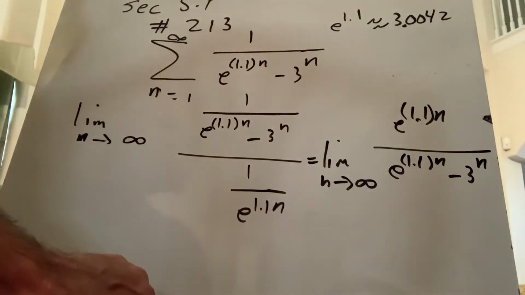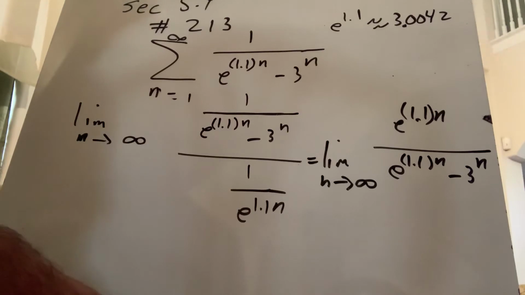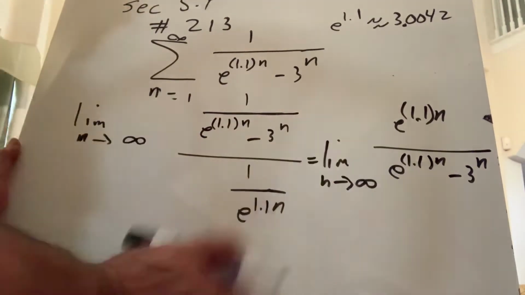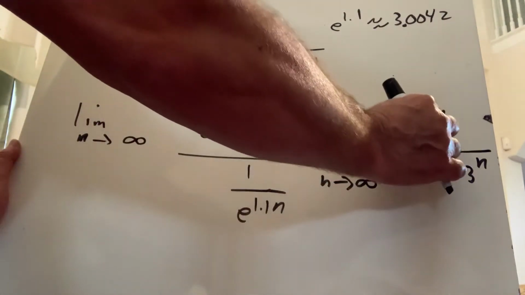So really quickly, there is something called the leading term approach. This of course only applies when n goes to infinity. You can take the leading term of the top over the leading term of the bottom.